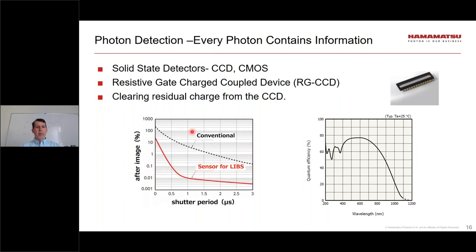So in the example shown on the left here, after the laser pulse has occurred, we want to be able to get all of the signal out of the detector and prepare the detector for the incoming gated window of operation. So these characteristics are very important in a LIBS-based detector and a LIBS-based spectrometer.